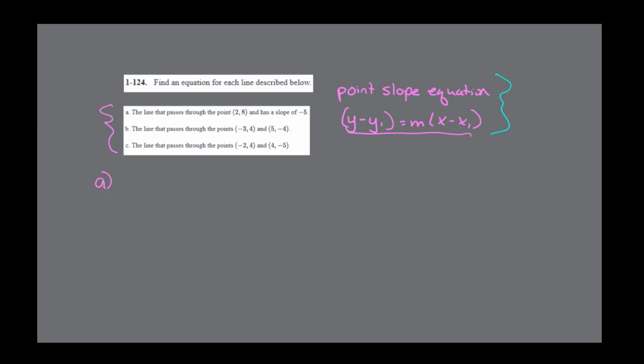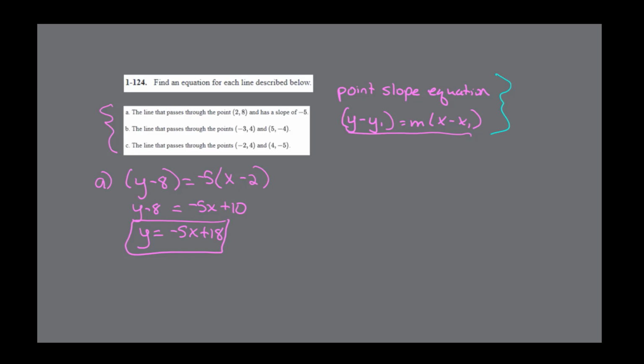So I'm just going to literally plug in: y minus 8 equals our slope of negative 5 times x minus 2. Then we distribute the negative 5, and then we add 8. That's literally all you have to do for part A.